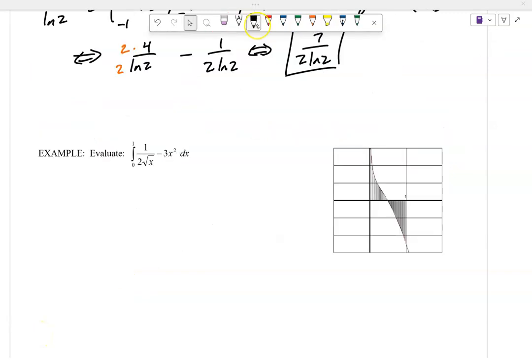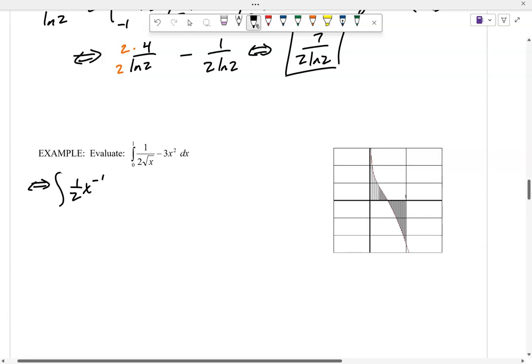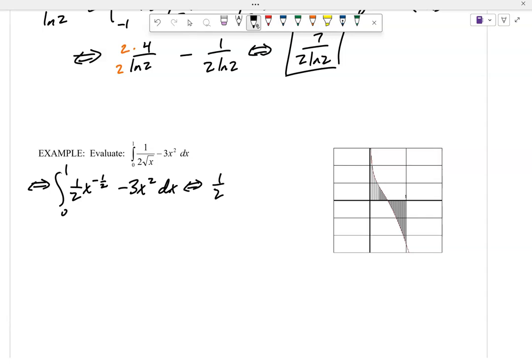All right, on this next one, you want to rewrite this so that you have 1/2 x to the negative 1/2, minus 3x squared. You can use the power rule there, from 0 to 1. So this just ends up being 1/2 x to the negative 1/2 plus 1. So that's a positive 1/2 all over 1/2. In other words, if you're dividing by a half, you're multiplying by the reciprocal, 2 over 1. Minus 3 stays there. X to the 2 plus 1 is 3 all over that 3. And this is from 0 to 1.